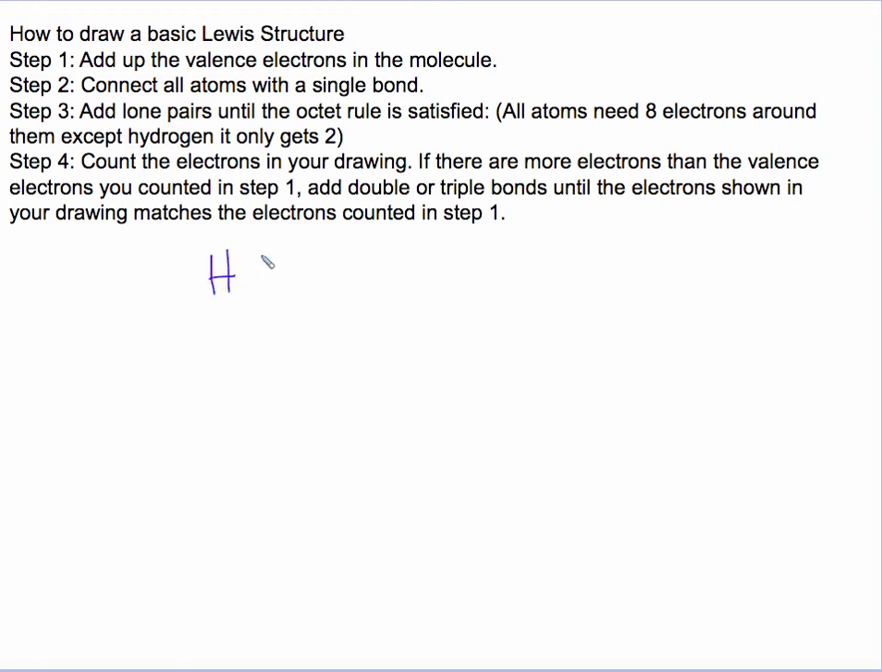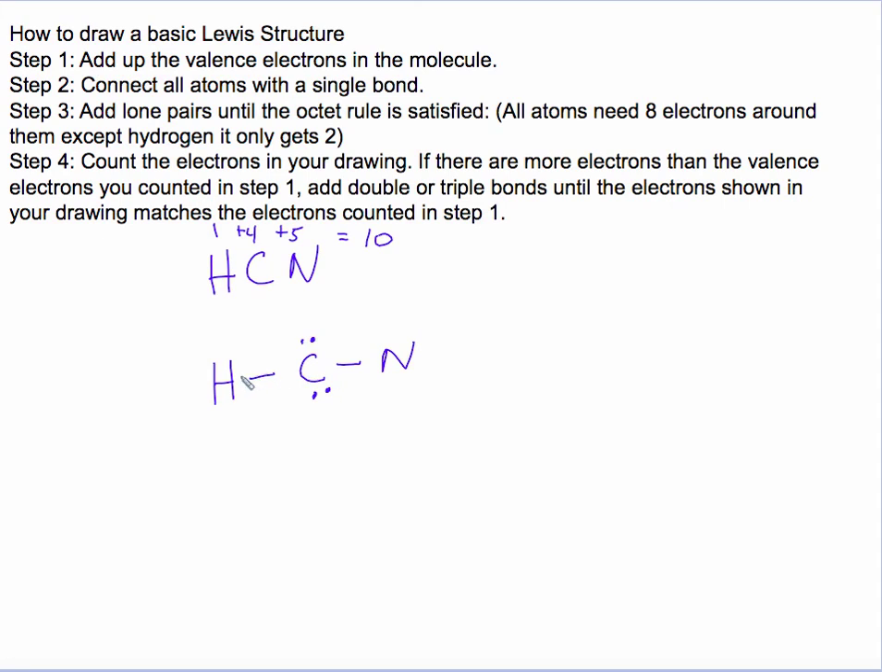This one is going to be one that you'll see is going to have a triple bond in it. So HCN. All right. So what we'll do is we'll start off with first valence electrons. So there's one there. Carbon has 4, nitrogen has 5. So that's going to equal 10 electrons. So we'll connect everything with a single bond. Okay, carbon always goes in the middle.